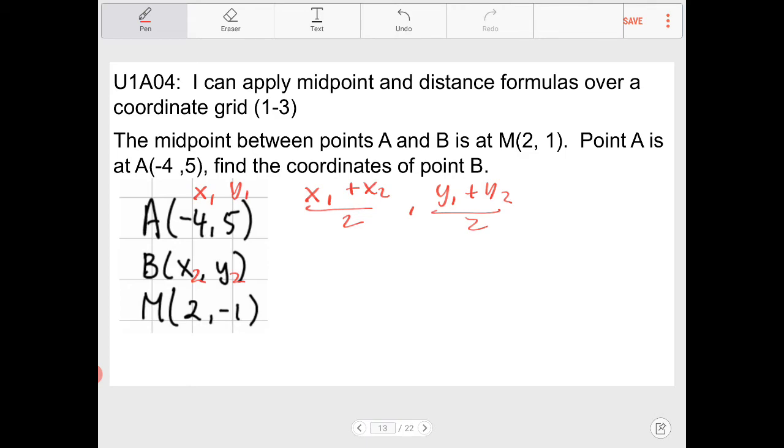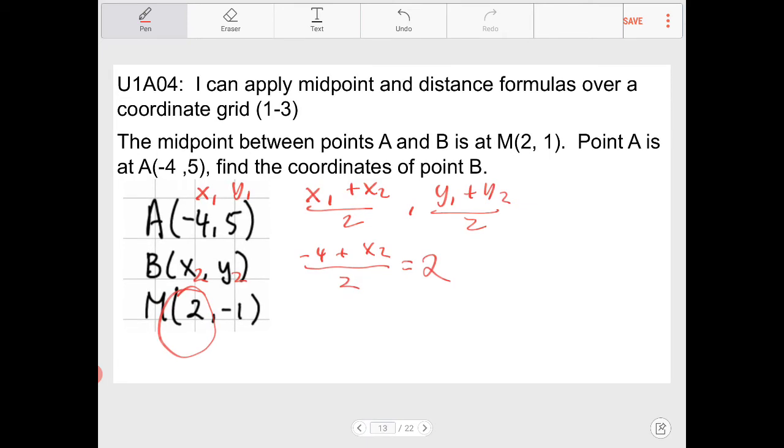So check this out. If I plug in x1 is negative 4 plus x2, divided by 2, this gives me the x-coordinate of the midpoint. Wait, what's the x-coordinate of the midpoint? Oh yeah, it's this guy right there. This is going to equal 2. From here, I can solve for what x2 is. I'm just going to quickly set up the y component. So if I put in y1, which is 5, plus y2, I don't know what that is, I'm going to call that y2, divided by 2. I know that that will equal the y-coordinate of the midpoint. And as it turns out, that is negative 1.